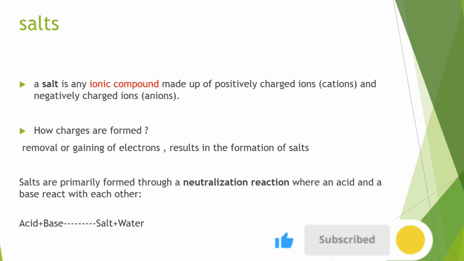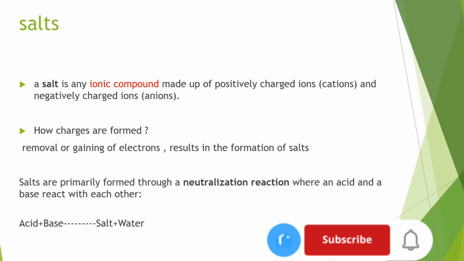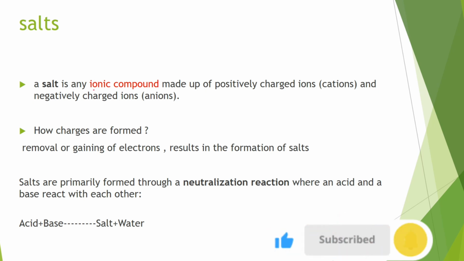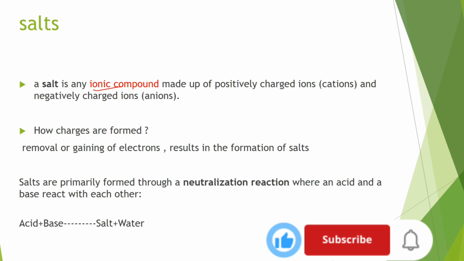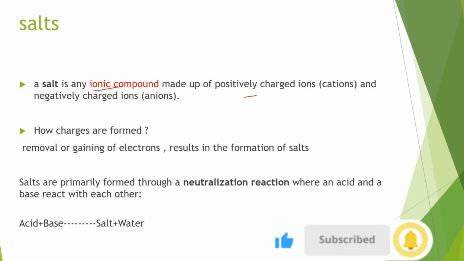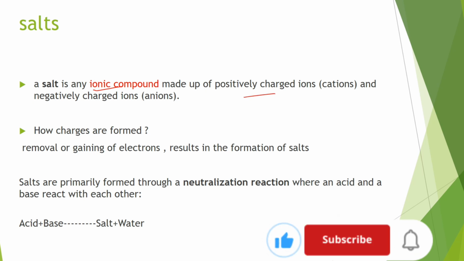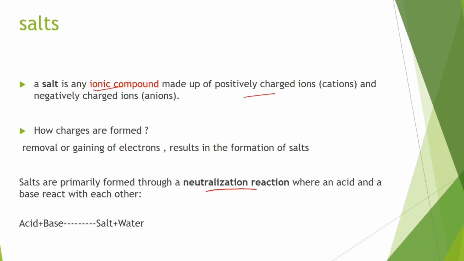Moving toward the next slide, what is salt? It's very easy. What are salts? Salts are basically ionic compounds made up of positively and negatively charged ions, cations and anions. They react and produce the salt. The most common method of preparing salt is the neutralization reaction. Mostly salts are produced through neutralization reactions, and this is how they are produced: acid and base react to produce salt and water.